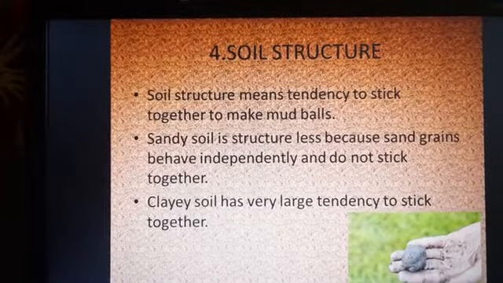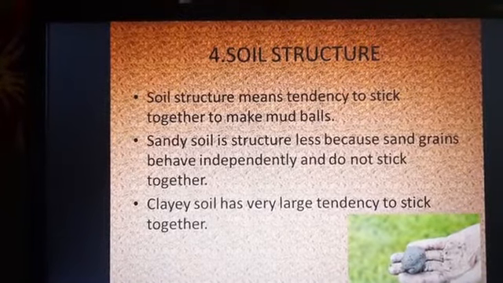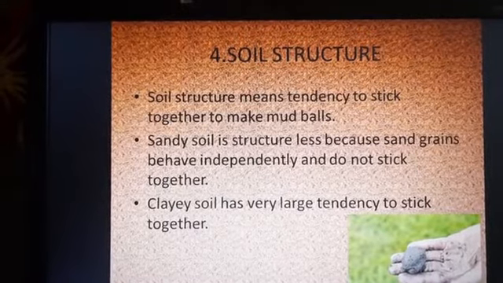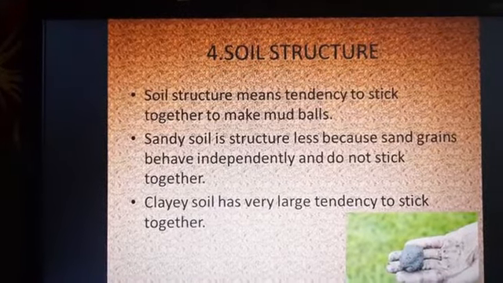In our childhood age, we all are really fond of making mud balls. This is the main characteristic of the soil.